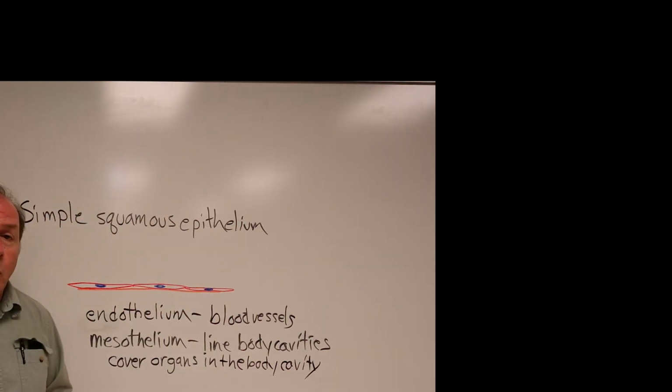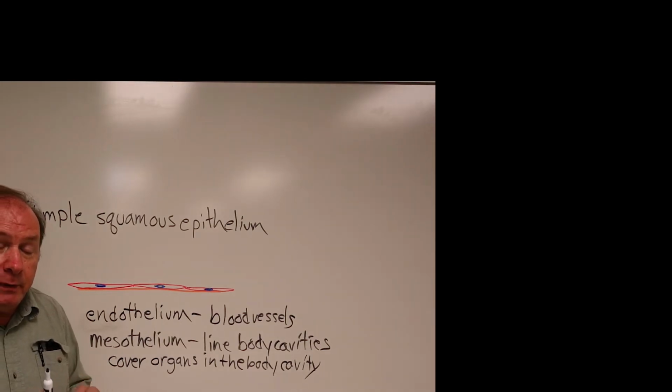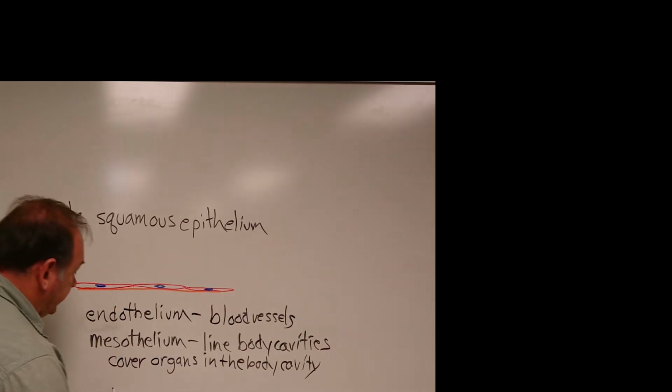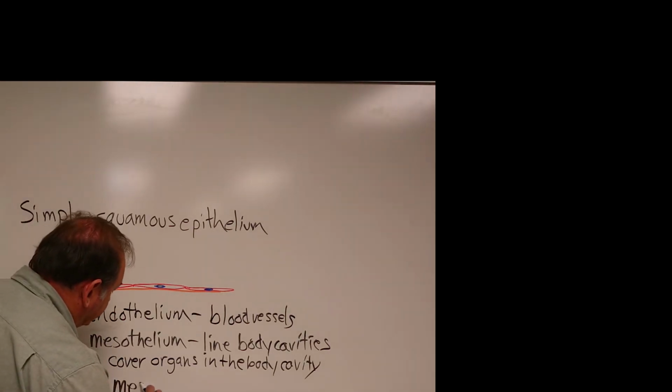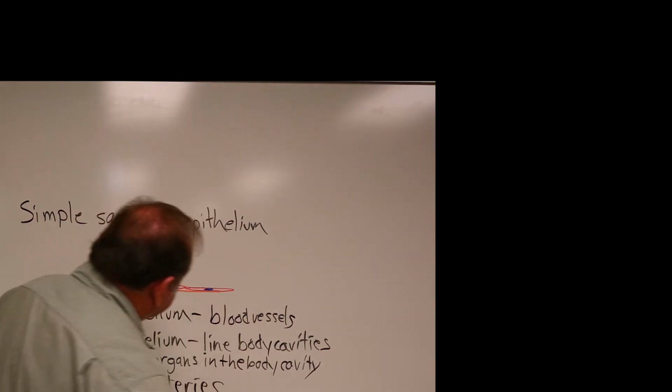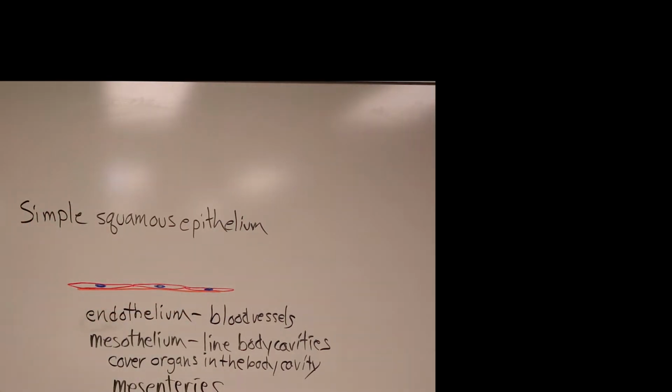Now, many of your organs are connected to each other or to the body wall with a sheet of material, a very thin layer of material, a very transparent layer of material in there that's simply called a mesentery. So I'll put here mesenteries. So those things are mesothelium.